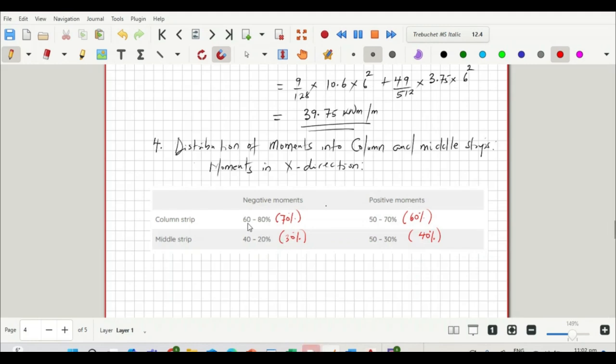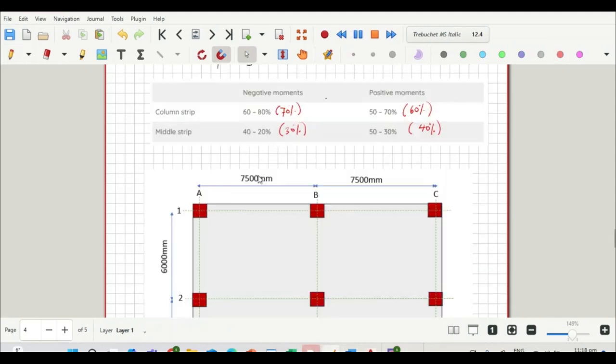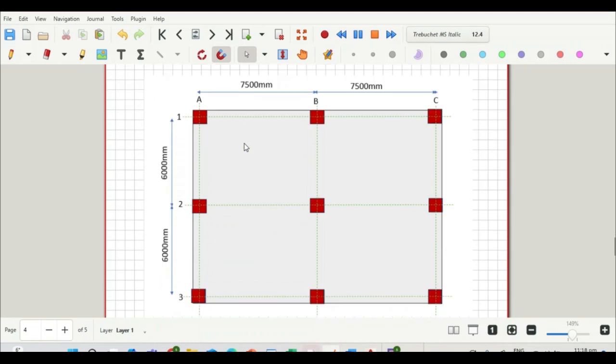To be conservative, you can use the lower limits. In this case, that will be 60% for the column strip, and the upper limit will be 80%, but we are using mid percentages. Again, before we go ahead and compute the moments that will be developed in the column and middle strips, let us look at how to divide the slab into column and middle strips.